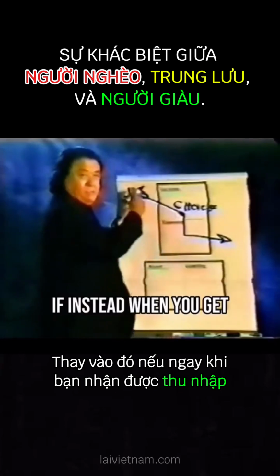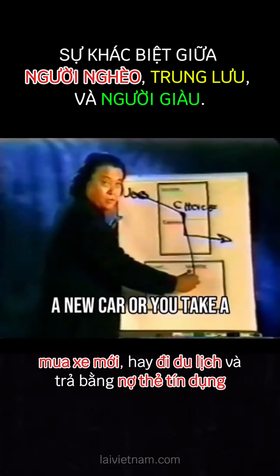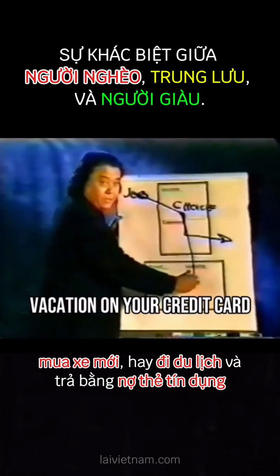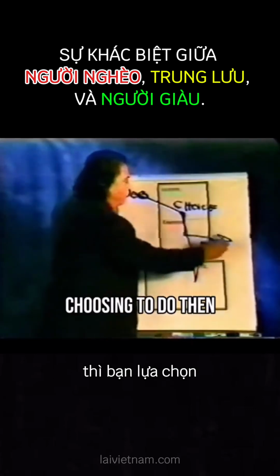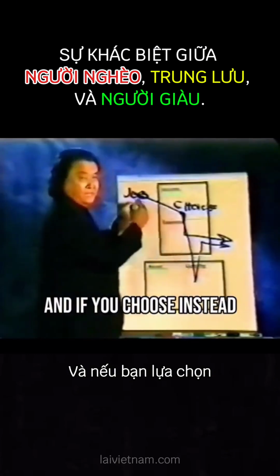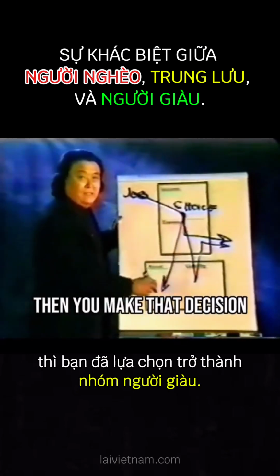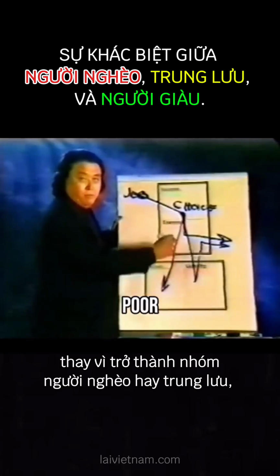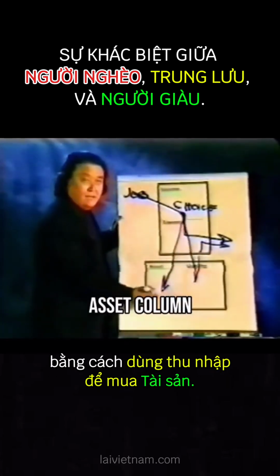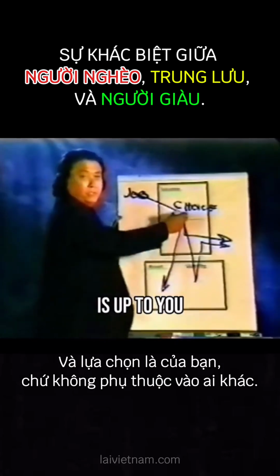If instead, when you get a pay raise or more money, what you do is you go and buy a bigger house, a new car, or you take a vacation on your credit card, then what you are choosing to do is to be a middle class person. And if, when the money comes in, you choose to put it in the asset column, then you're choosing to be a rich person. But the choice is up to you, nobody else.